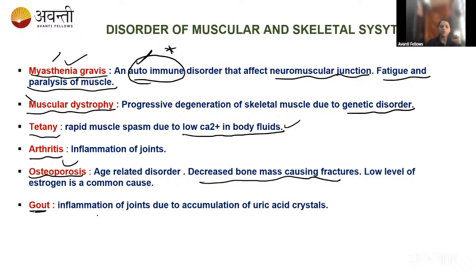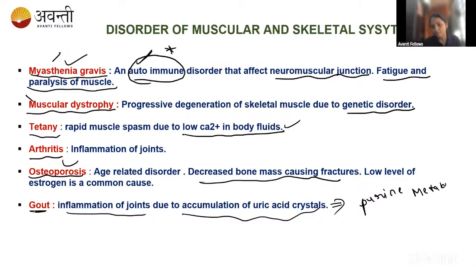Then coming to gout. Gout is the inflammation of the joint due to the accumulation of uric acid crystals. This is related to an imbalance in purine metabolism. Where have you heard of purine, guys? Purine and pyrimidine are the nitrogen bases in DNA, right? When purine metabolism is altered, the purine is stored as uric acid crystals in the joints.